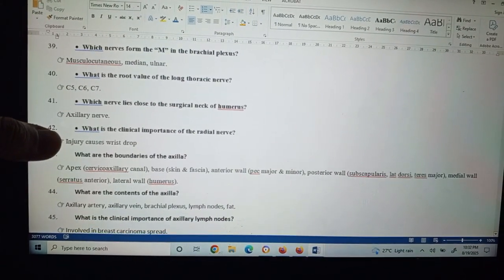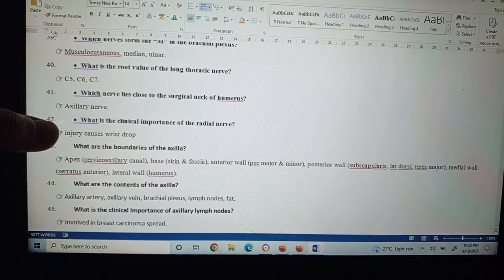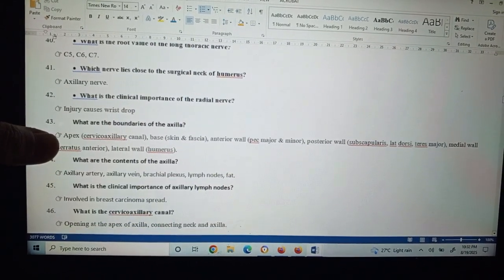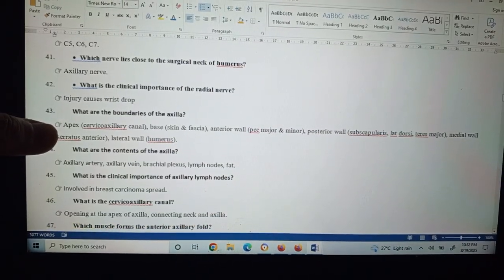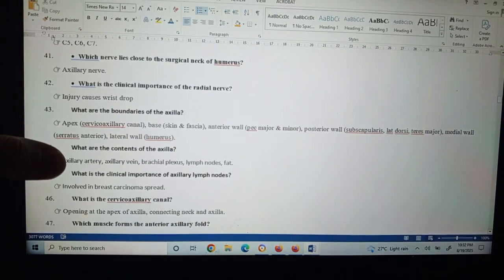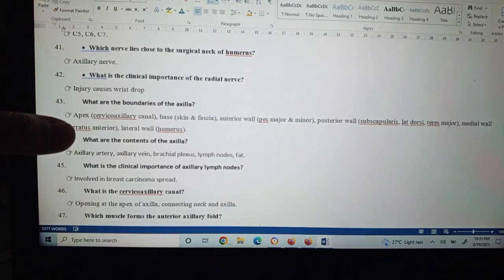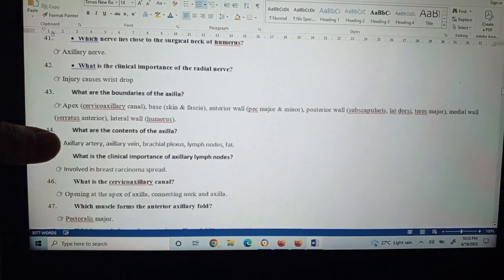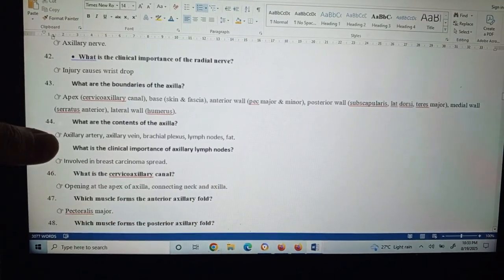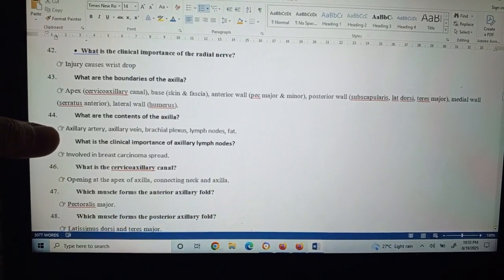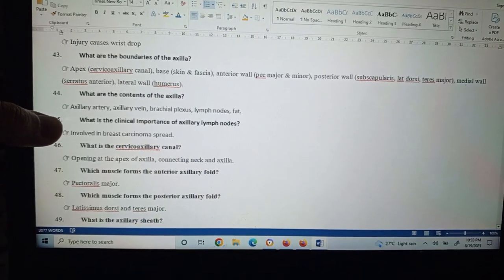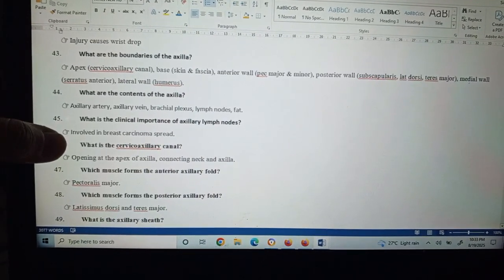What is the root value of the long thoracic nerve? C5, C6 and C7. Which nerve lies close to the surgical neck of the humerus? Axillary nerve. You can see this question is coming the third time in the viva, so this must be very important. What is the clinical importance of the radial nerve? If there is injury of the radial nerve, it causes wrist drop because the extensors get disturbed or injured.